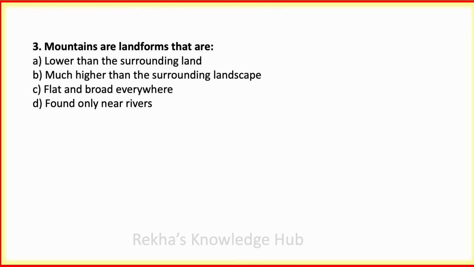world. Next one, mountains are landforms that are, options: lower than the surrounding land, much higher than the surrounding landscape, flat and broad everywhere, found only near rivers. Which is the correct answer? Mountains are landforms that are much higher than the surrounding landscape. They are not flat and broad everywhere. They have a broad base, steep slopes and a narrow summit.